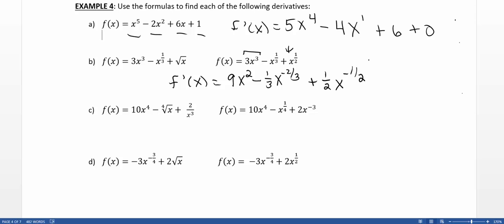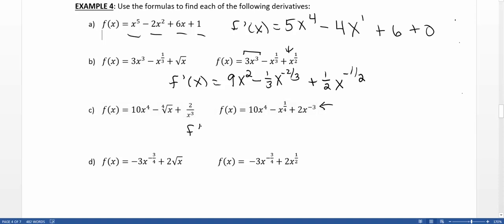Part C. We have 10x to the 4th minus the 4th root of x plus 2 over x cubed. So again, this function demands a rewrite before we can actually use our power rule. So the first term stays the same, 10x to the 4th. But the second term, the 4th root of x, is going to be rewritten as x to the 1/4. Our third term, 2 over x cubed, we're going to bring that x cubed term up by making the power negative. So now that we've rewritten everything, we have things in the right form, which is x to some number.